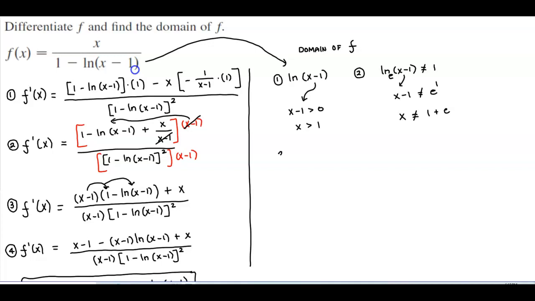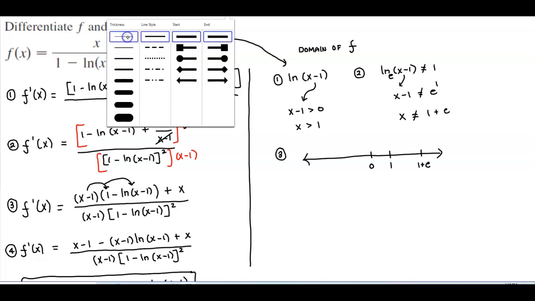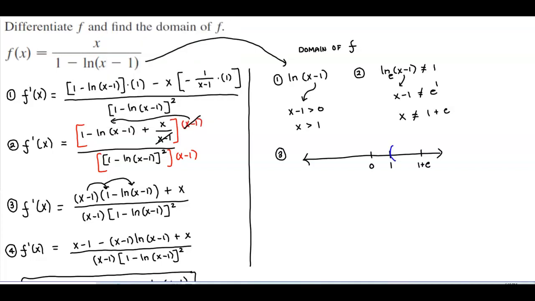So therefore, now we can rewrite this domain. If we look at the number line, it has to be greater than 1, and it cannot equal 1 plus e. So it goes from 1 to 1 plus e, and then 1 plus e to positive infinity. So therefore, the domain of our function is from 1 to 1 plus e, union, 1 plus e to infinity. And therefore, there is the domain of our function.